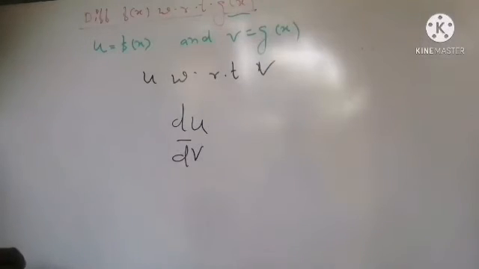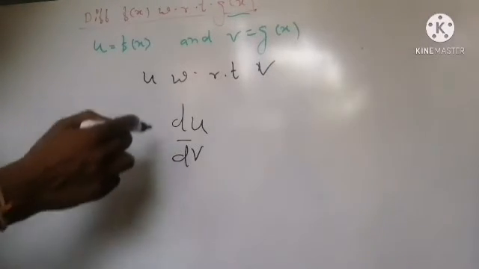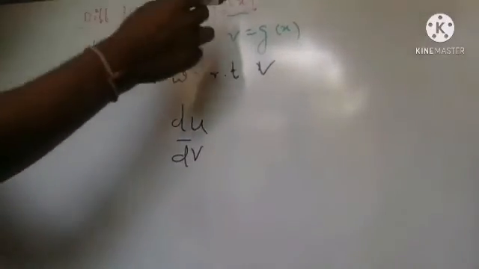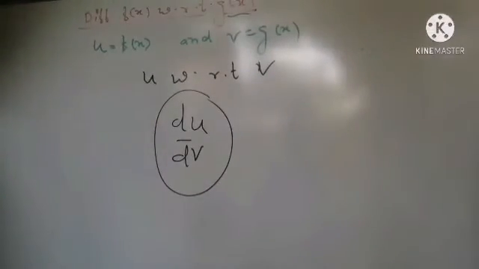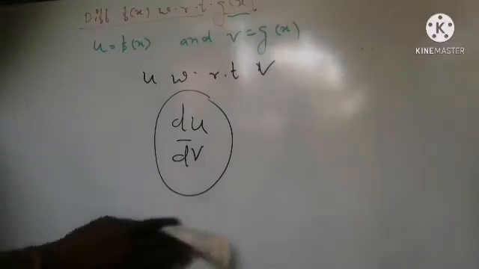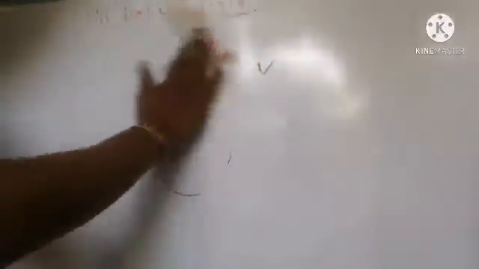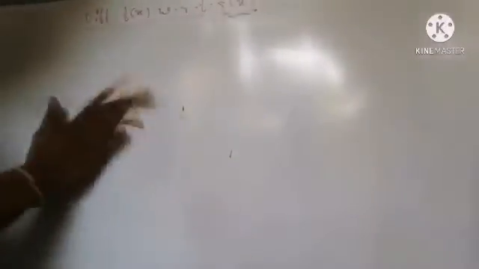So differentiation of f of x with respect to g of x is nothing but the derivative of u with respect to v, that is du by dv, where u and v are dependent variables, or u is f of x and v is g of x. We take one example directly. Do you understand what we are going to do?